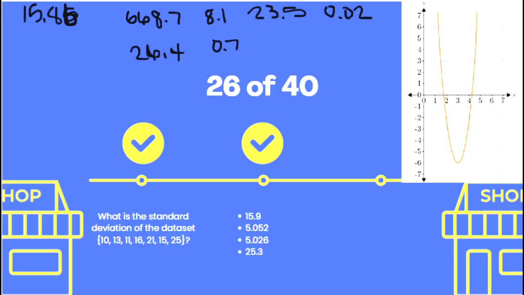Now we need to do 25. Now the dogs are barking. Somebody just end this for me. 25 minus 15.86 is going to give us 9.14 times 9.14 gives us 83.5.